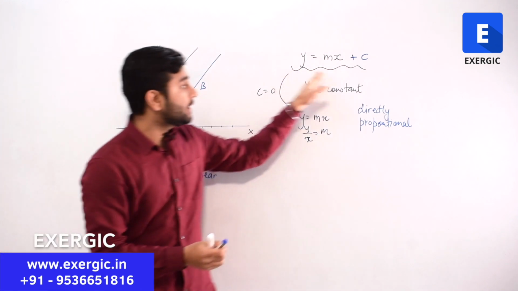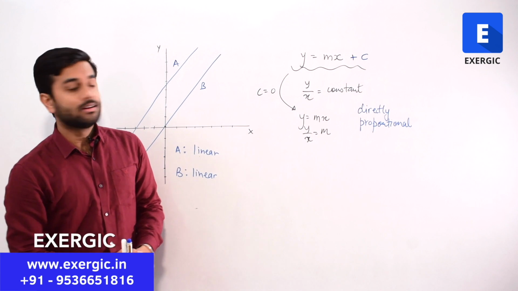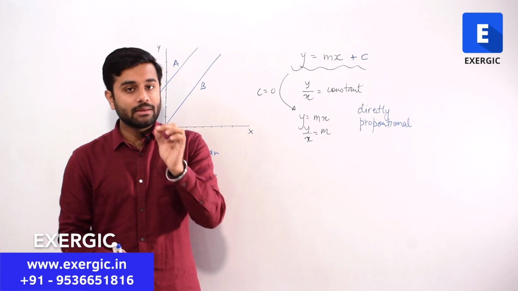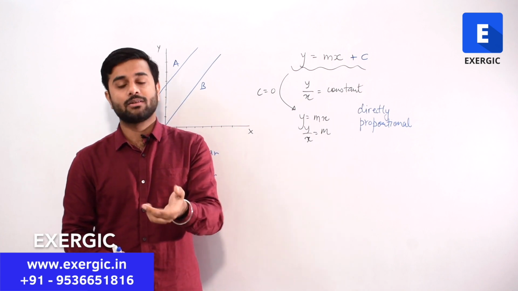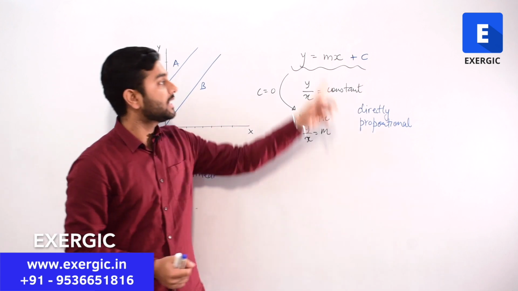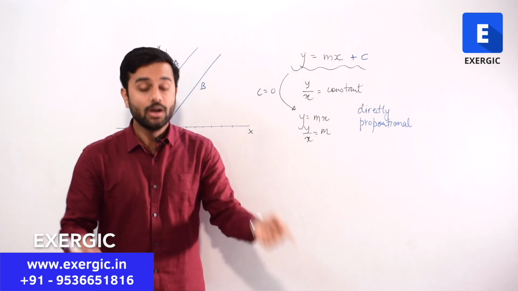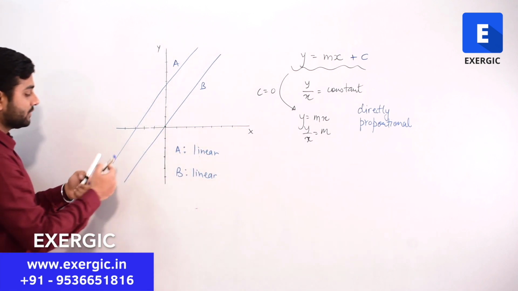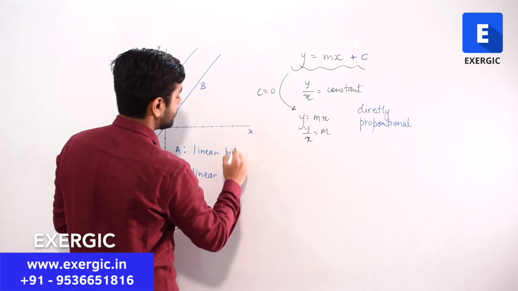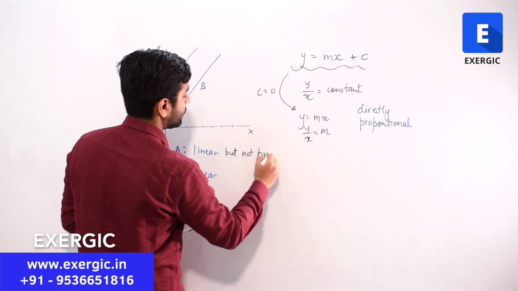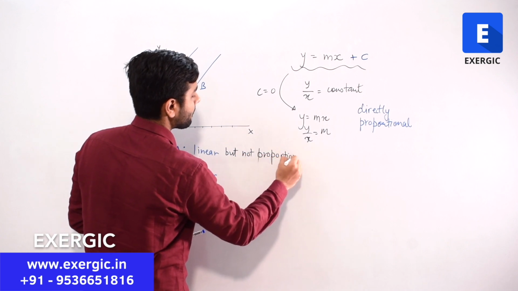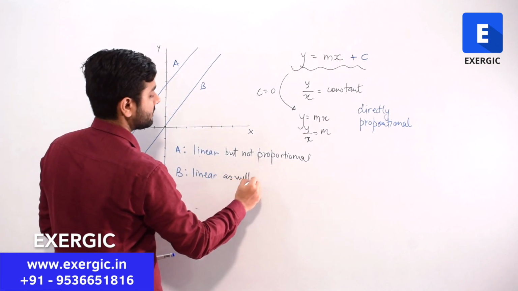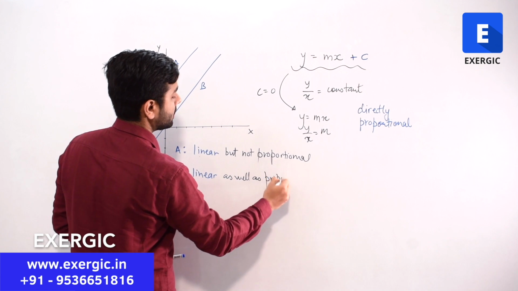So if in the equation of line, the value of c is 0, then the relation you get represents the proportional relation. Obviously, it will be linear because it is satisfying this equation for c is equal to 0, but it will also be a proportional relation. So if I compare both of them, A is linear but not proportional, but B is linear as well as proportional.